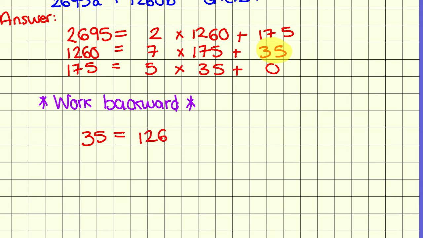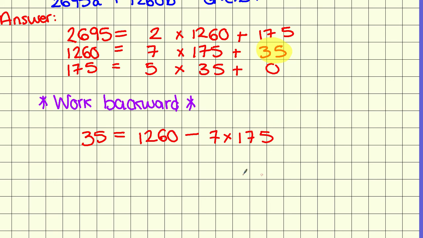1260 take away 7 times 175. Basically you're just rearranging that equation. You're taking your 7 times 175, subtracting that on both sides, and it leaves you with 35 by itself. That's actually your 3rd mark. So already you've picked up 3 marks out of 4.